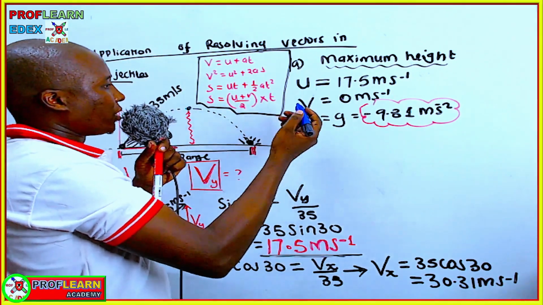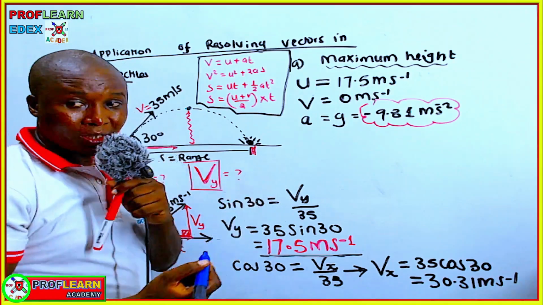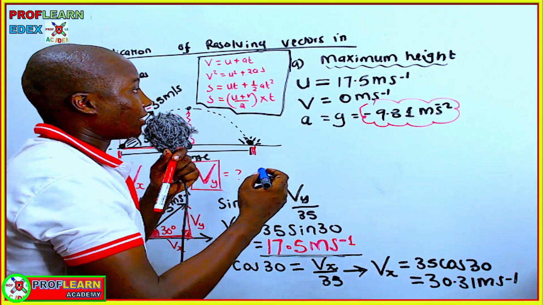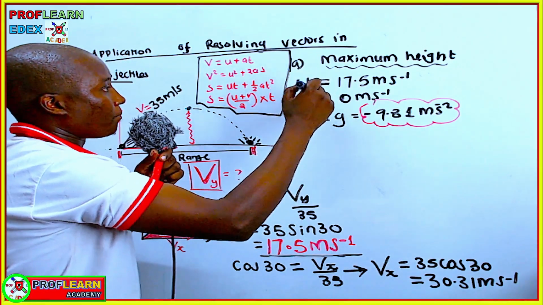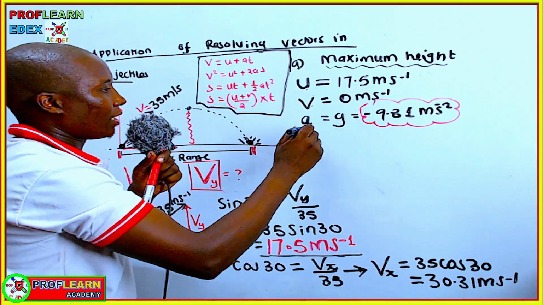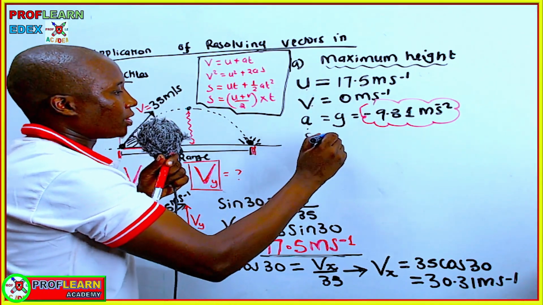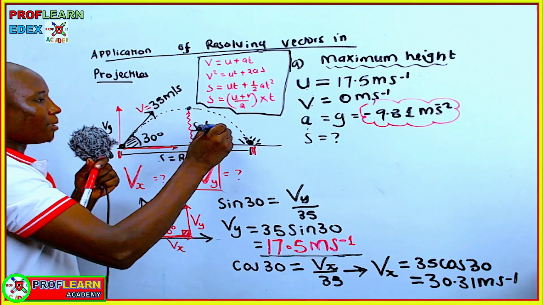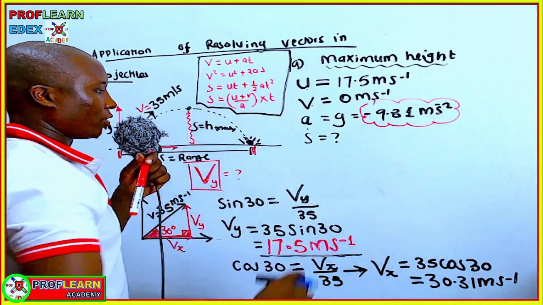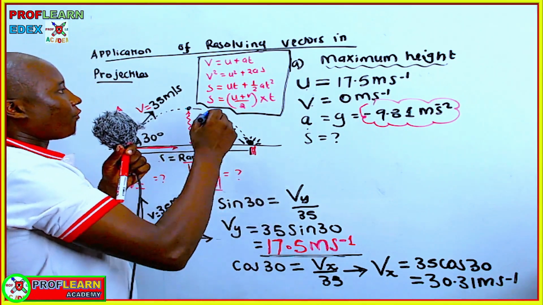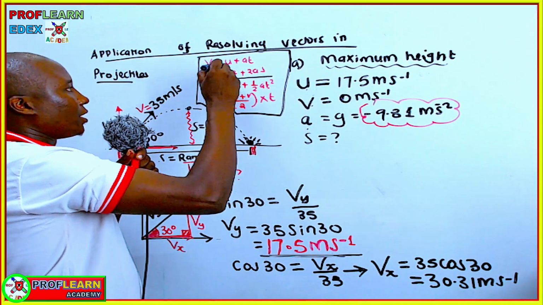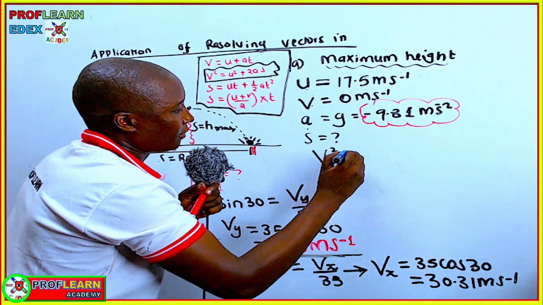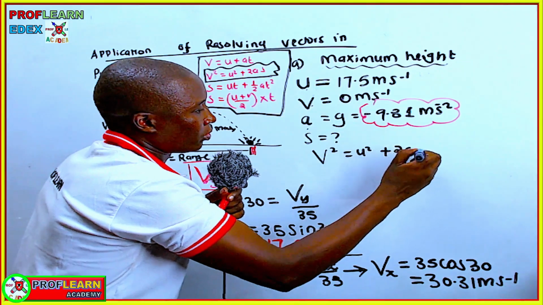So if you look at that, which would be the most appropriate formula we can use in order to work out this question? The most appropriate formula is the one that has U, that has V, that has A, and also that has S, which is displacement, the one that we are finding. And our S is actually H maximum, the maximum height that we are trying to work out for this question. So in that way, the most appropriate formula to use in this case is V squared equals U squared plus 2AS.